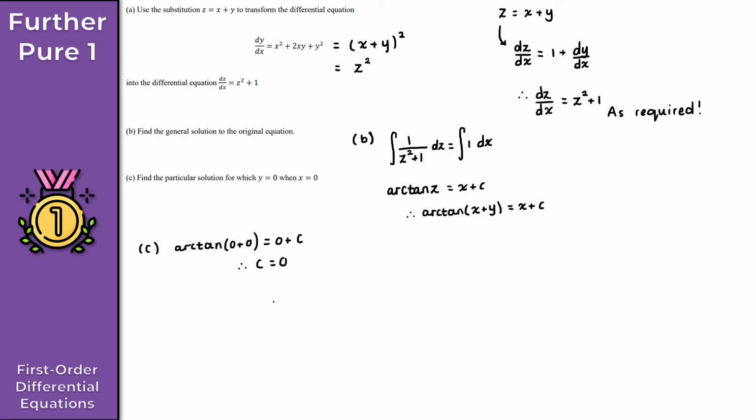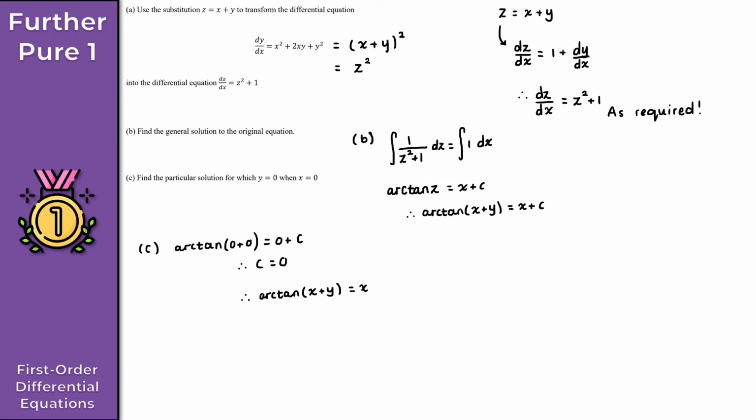Okay, so what that means then is I've now obtained arctan of x plus y is equal to x because c is simply 0. So therefore, arctan of x plus y is equal to x. Okay? So what I want here then is y equals f of x, right? Some function of x here.